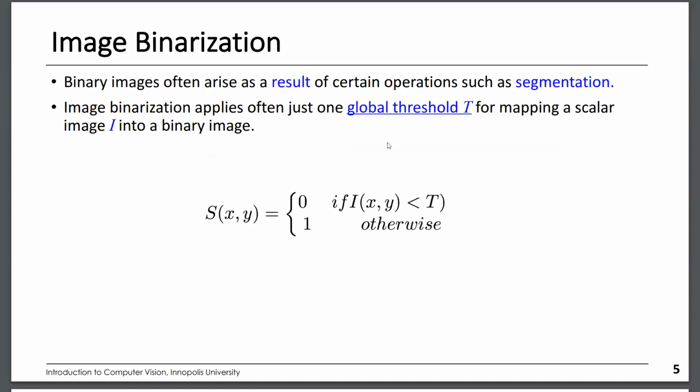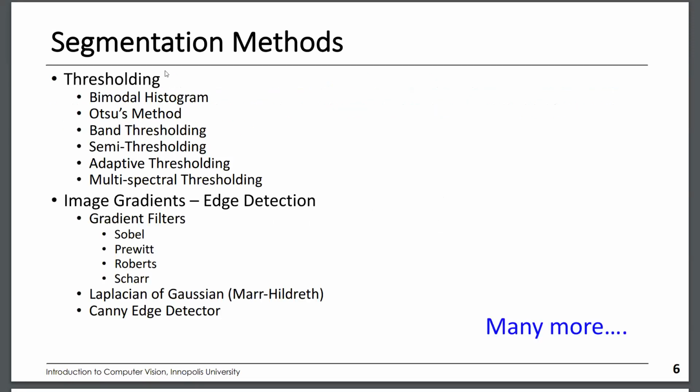So as we said, image binarization is a very simple technique that relies on global thresholding. Basically, we set a value, and if the content of the pixel is smaller than the threshold, we set it to 0. Otherwise, we set it to 1. So you can think of it as a very extreme form of contrast enhancement. There are several segmentation methods. We have described bimodal histograms and Otsu's method and adaptive thresholding, but there are others that you can use.